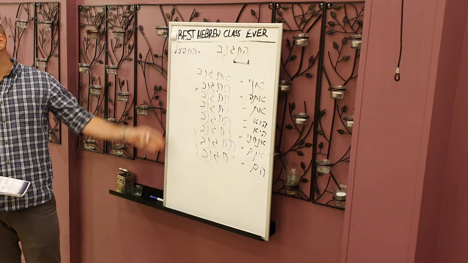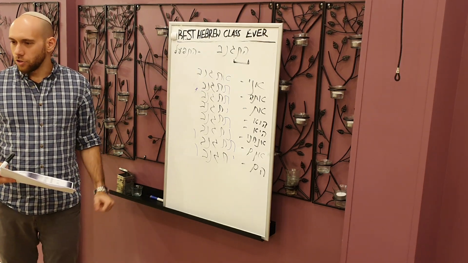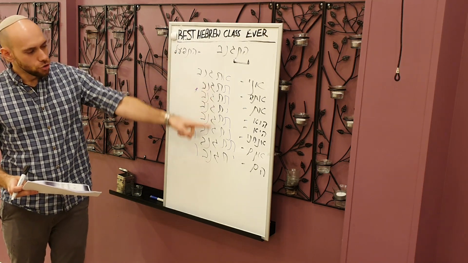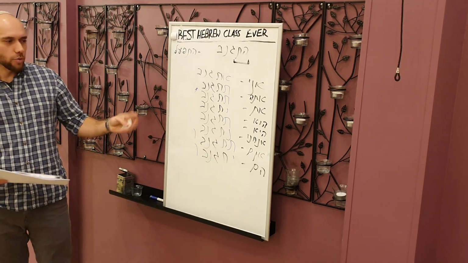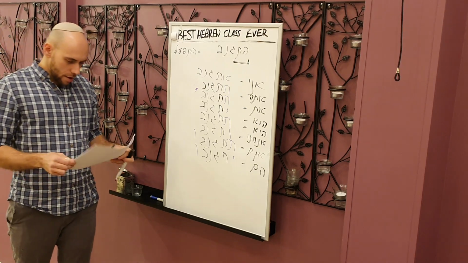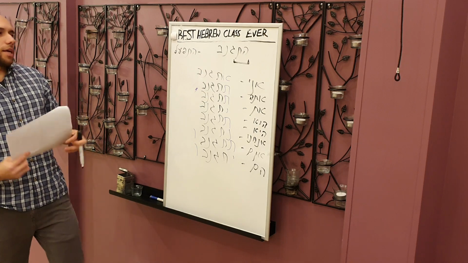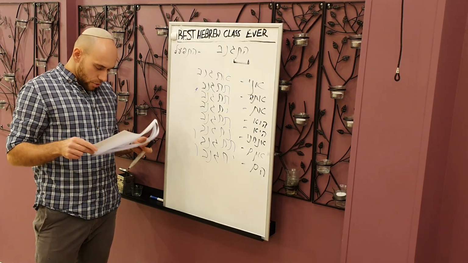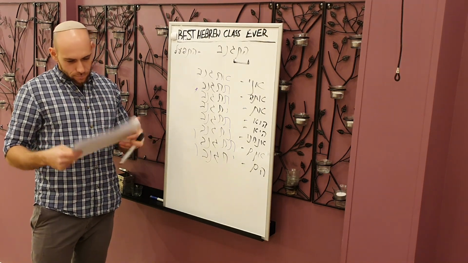Any questions about this? I think it's pretty straightforward at this point. It's very similar to Nifal, but Nifal had the yud, and this one has a tav there. Otherwise very similar form. Now I want to look at another form, because this is where it gets complicated with Hitpa'el. We're going to look at page 5.